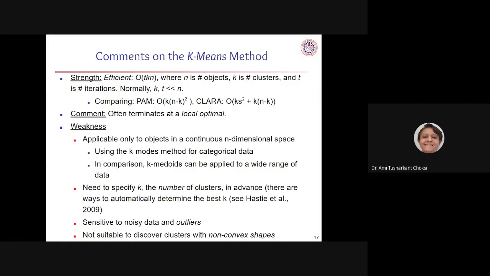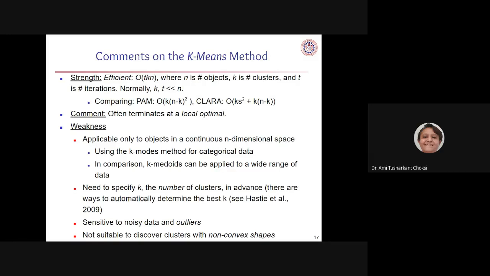So it has the strength that the time complexity is less, but it is applicable only to categorical data, whereas the K-medoids algorithm is applied to a wide range of data. Fine. So the need to specify K, that is the weakness.